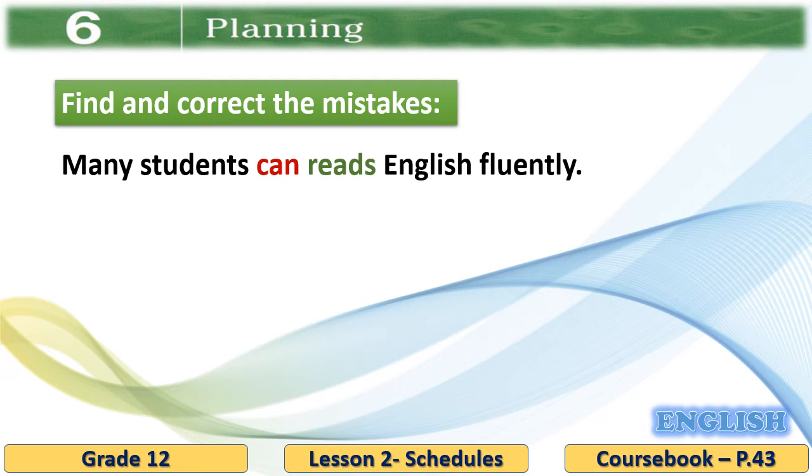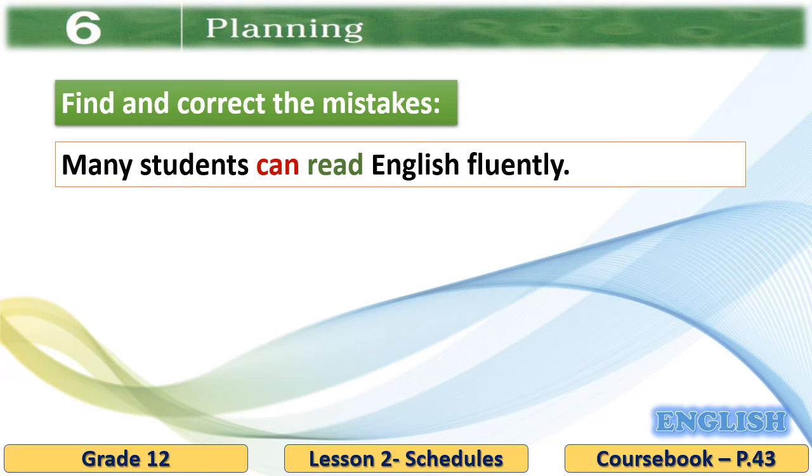Many students can read English fluently. Do you think this sentence is correct? The answer is no. There is something wrong. But what is the mistake? The modal verb can, as we said, should be followed by a bare infinitive. Is the word reads a bare infinitive verb? The answer is no. So how can we make it correct? By doing the following: Many students can read English fluently, so the verb should be bare infinitive without any addition.